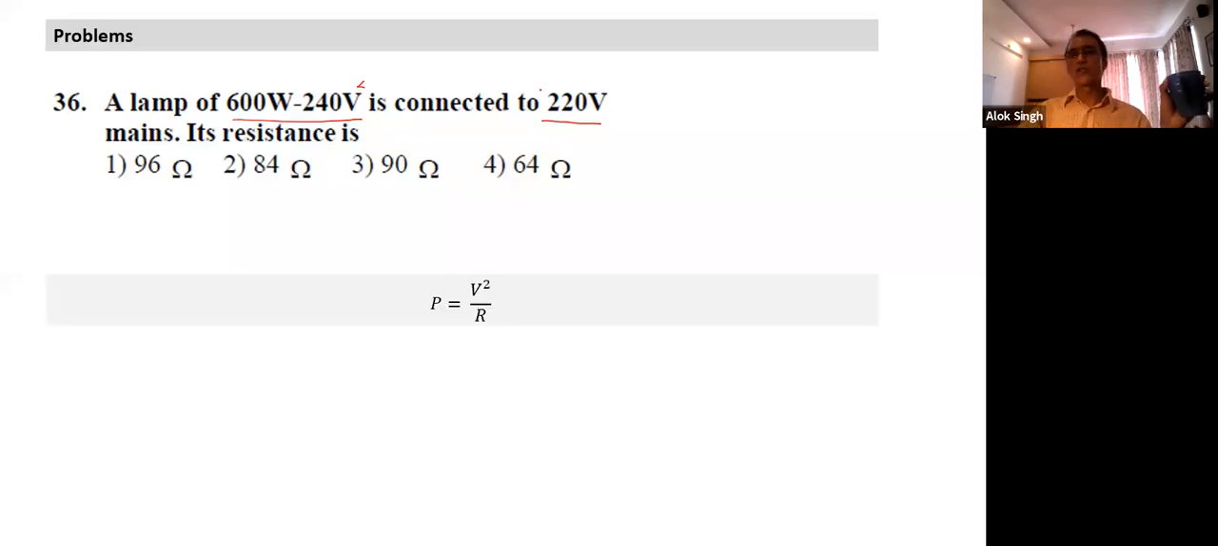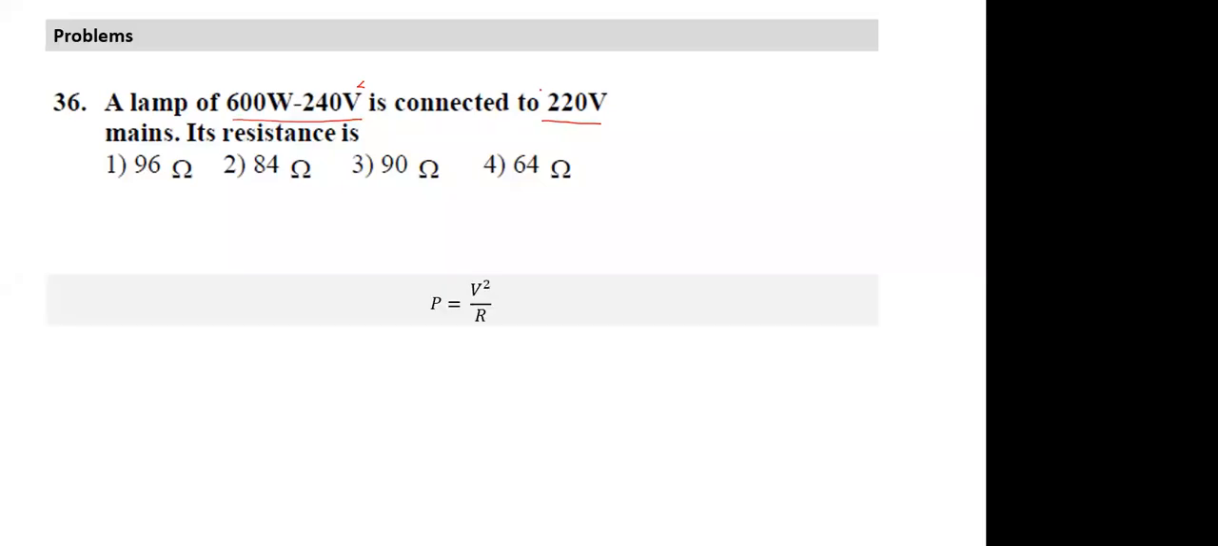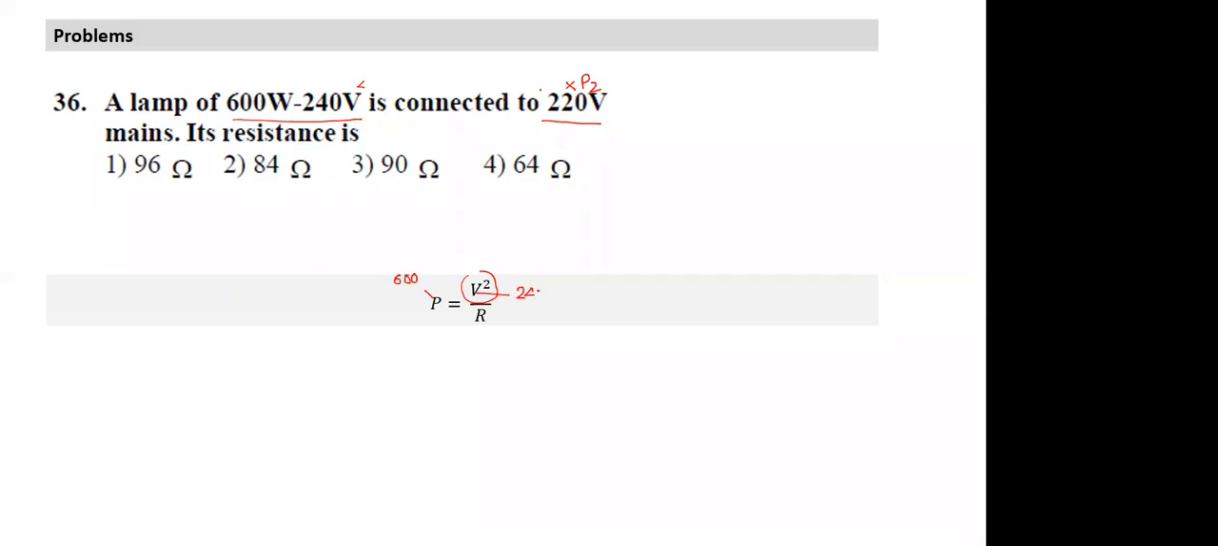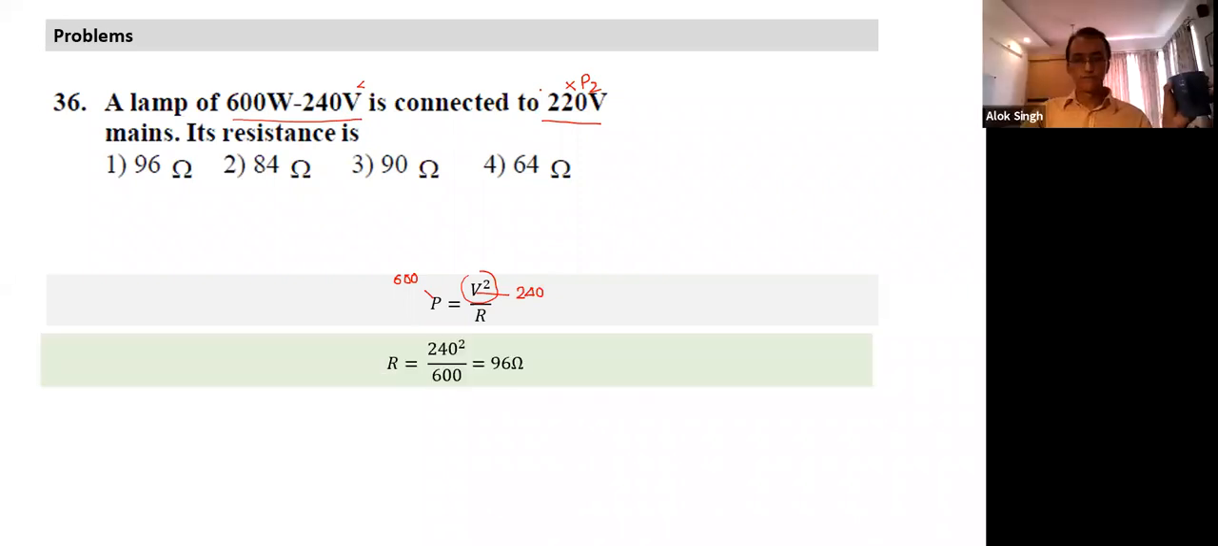Okay. So we'll use the P equals V square by R formula. Power is given, which we will use here. What is the power here? This P2 is not given. This power is given at 240 volts, so when I use 600 watts, I have to use voltage also as 240. Then I can calculate this resistance.